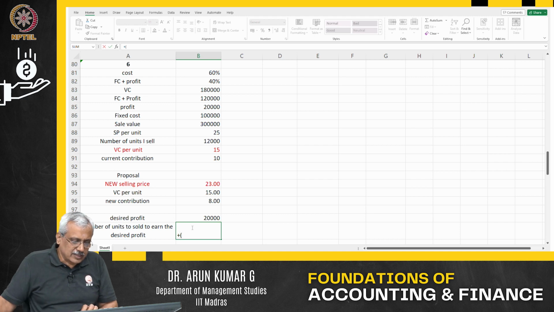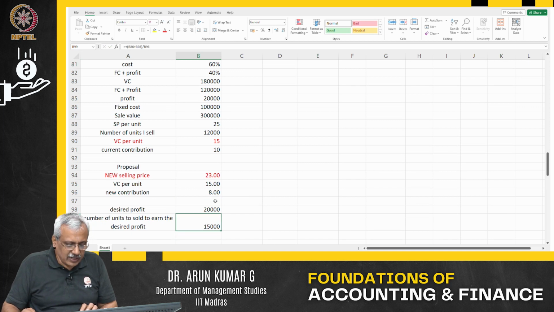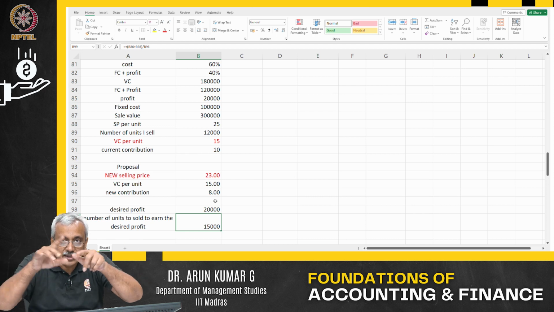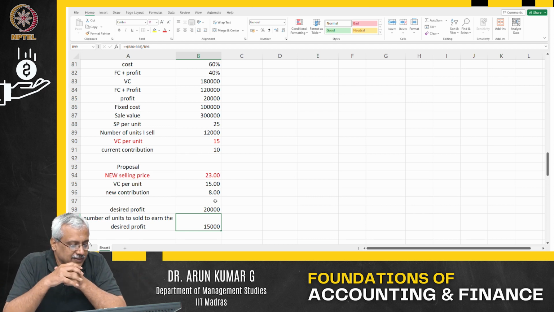What is my fixed cost? My fixed cost is 1 lakh. What is my desired profit? 20,000 is my desired profit. What is the contribution per unit? New contribution is $8. So, I need to sell 15,000 units to earn the same profit at a price reduction of about $2.